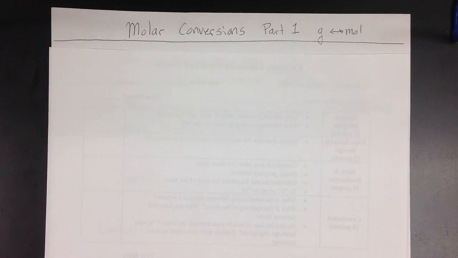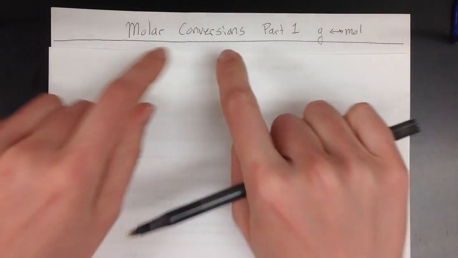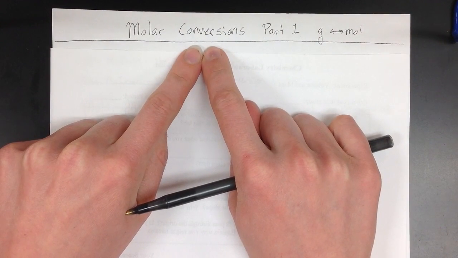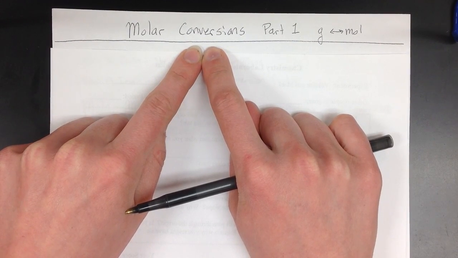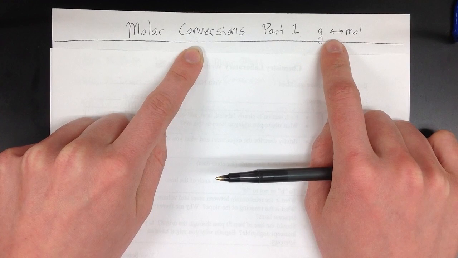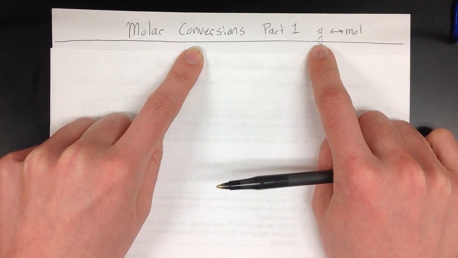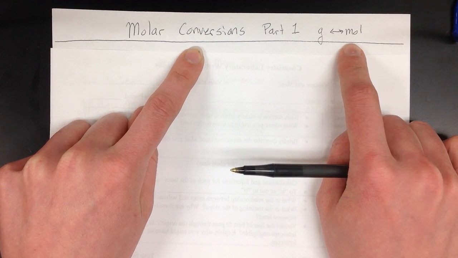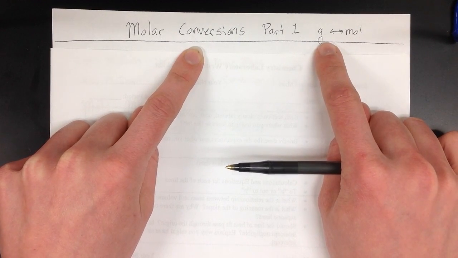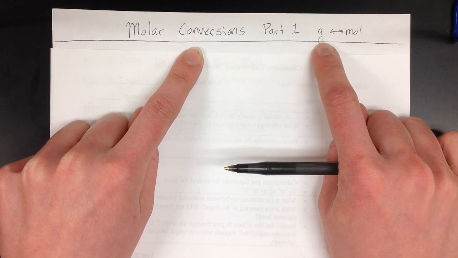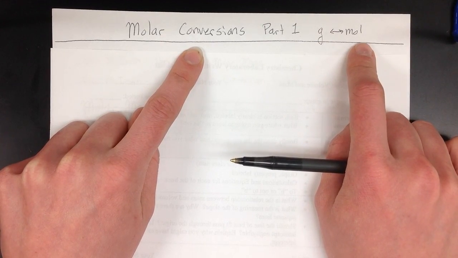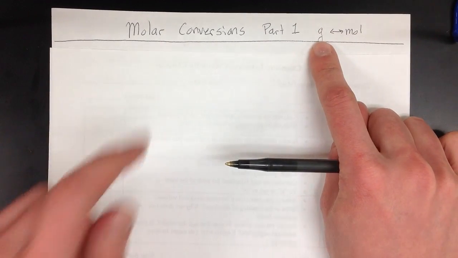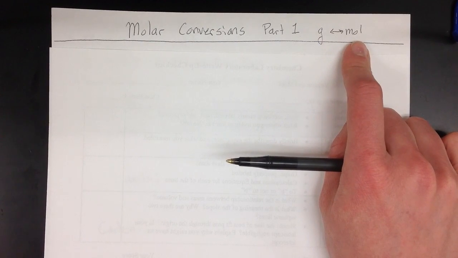Class, in this video, I'm going to be talking about molar conversions. Now, what I mean by conversions is one unit changing into another unit. For example, I'll be asking for how many grams are in a certain number of moles, where I give you moles and ask for grams. Or I could give you grams and ask for moles. So a conversion is that change between different units.